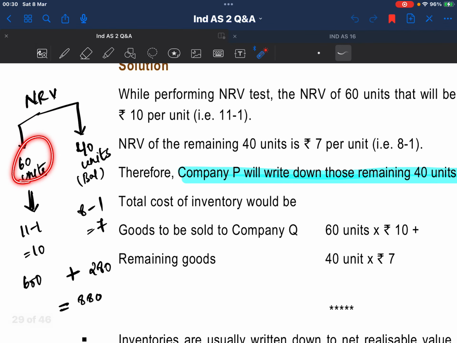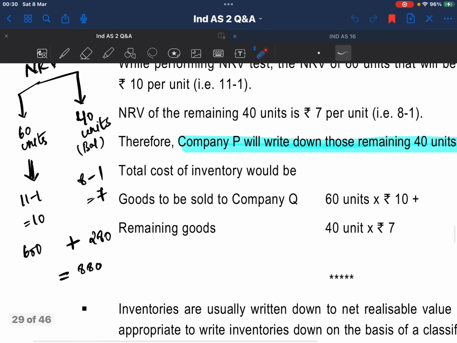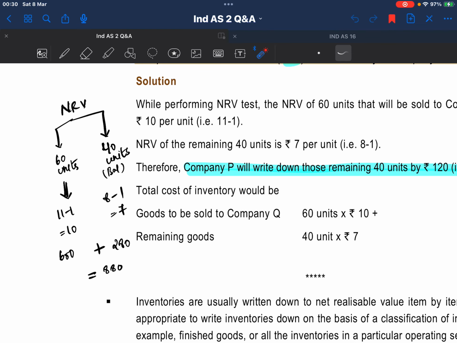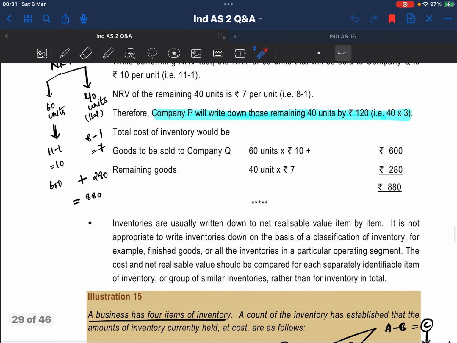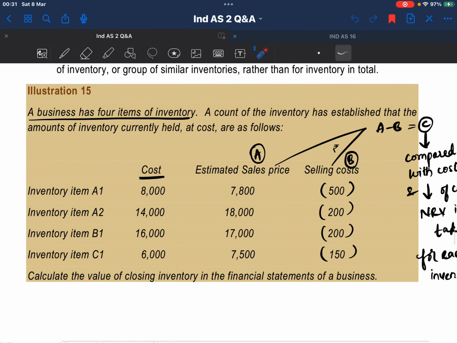We have NRV for 60 units, which is 11 minus 1, ₹10, and for the balance 40 units, the NRV available with us is 8 minus 1, which gives 7, and the total cost of inventory is 60 units multiplied by 10 rupees and 40 units multiplied by 7, which gives 880. And the important point here is, therefore, company P will write down these remaining 40 units by rupees 120, because this is less than 10 rupees, and the difference between 10 and 7 rupees, 3 into 40, will be written down.